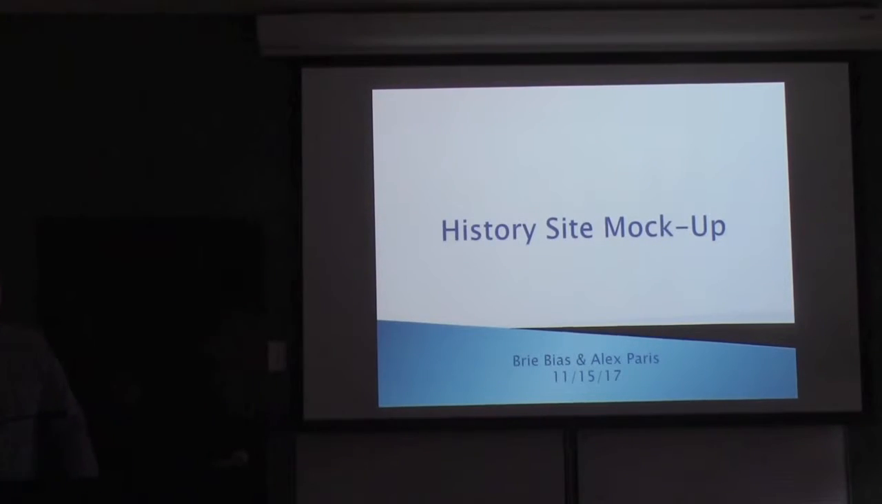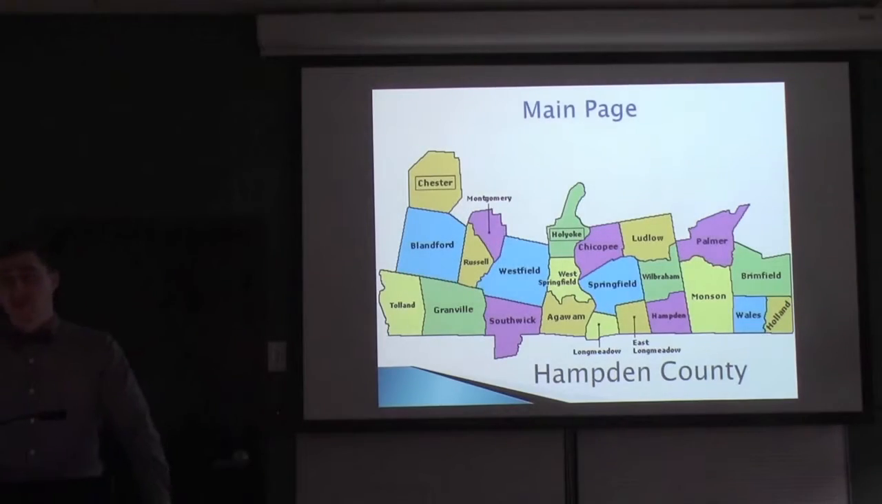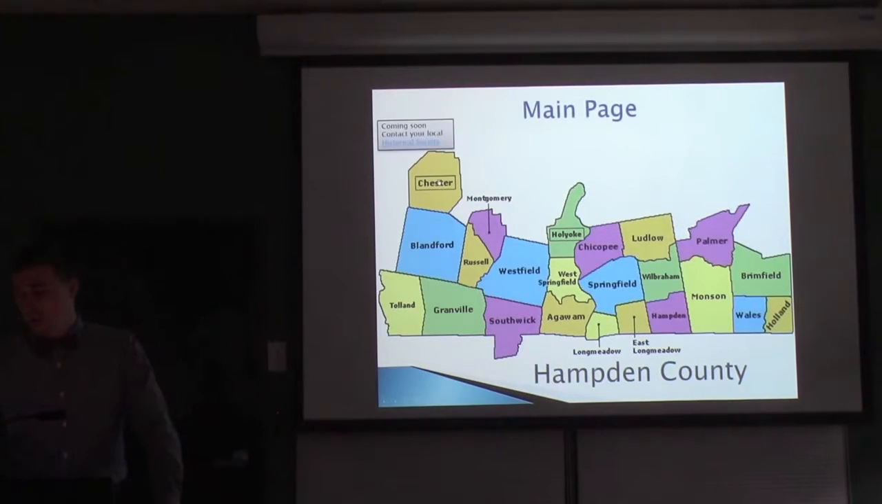This is the history site mockup designed by myself and Bree Bias. The main page of the history site would consist of a map of Hampden County with each of the individual names of the towns hyperlinked. For example, if you were to click on a town that does not have all the information set up yet, you would receive a message saying, "Coming soon, contact your local historical society," and the historical society would be linked or hyperlinked within the message.